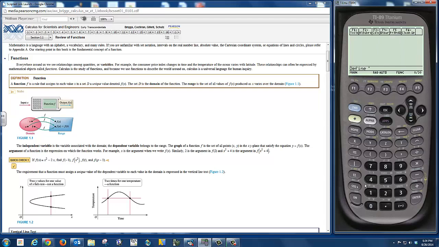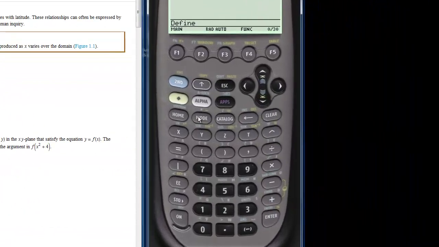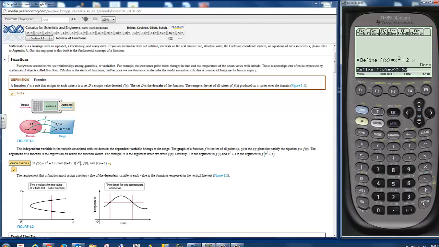We'll give the function the name f. So f is located above this key here. So alpha f evaluated at x is equal to x squared minus 2x. So x squared minus 2x. Enter. Now that the function is defined, we'd like to evaluate the function at -1, so let's do that.